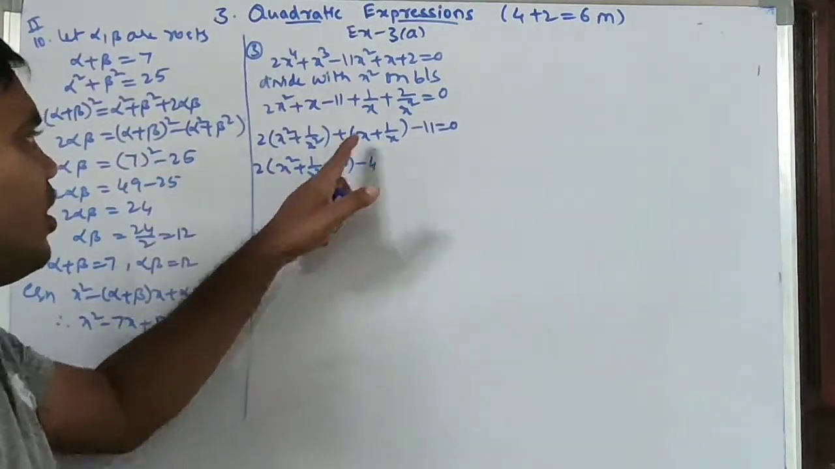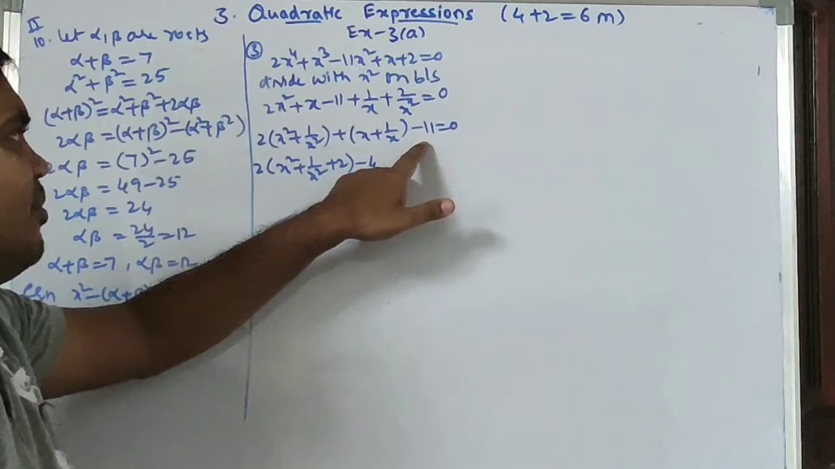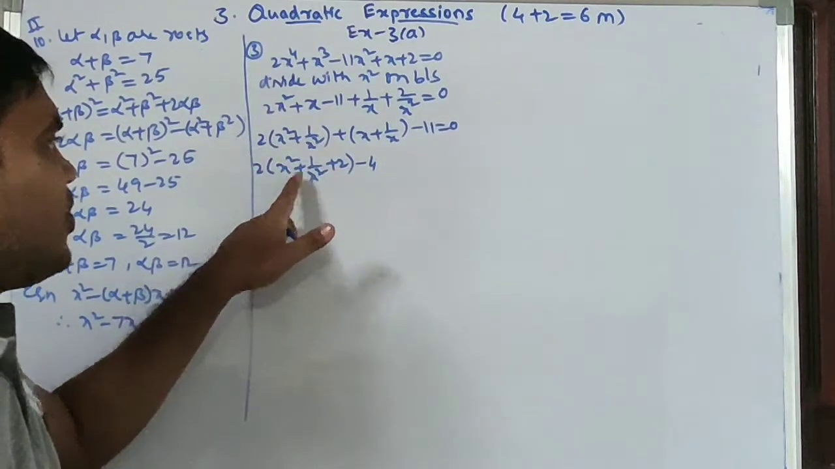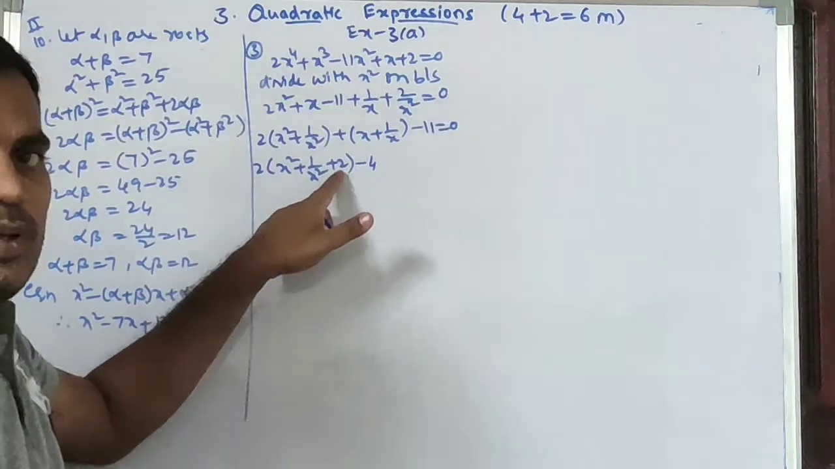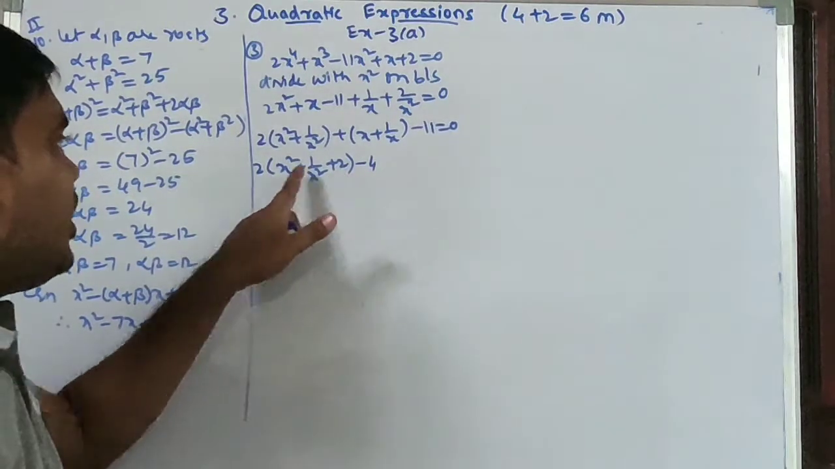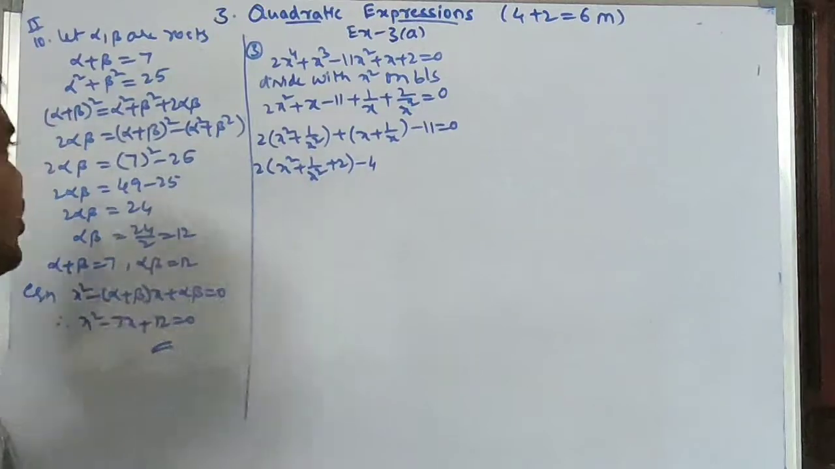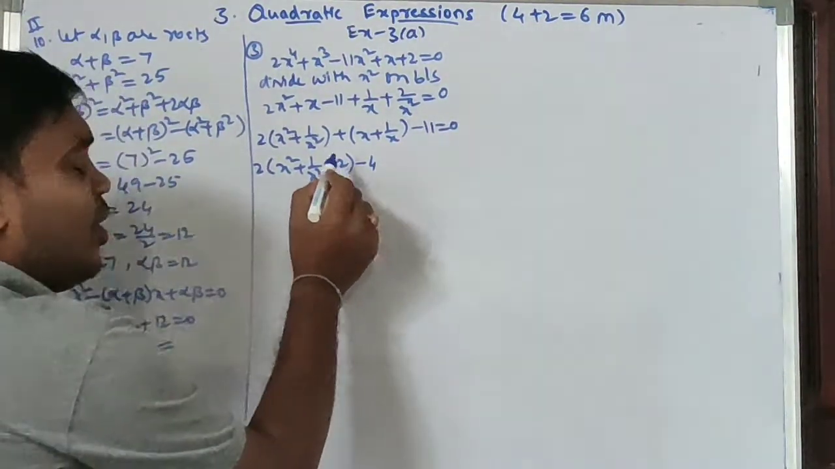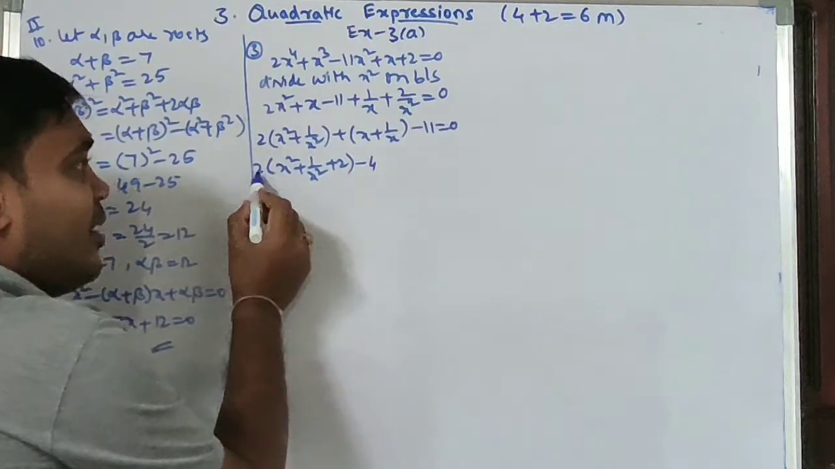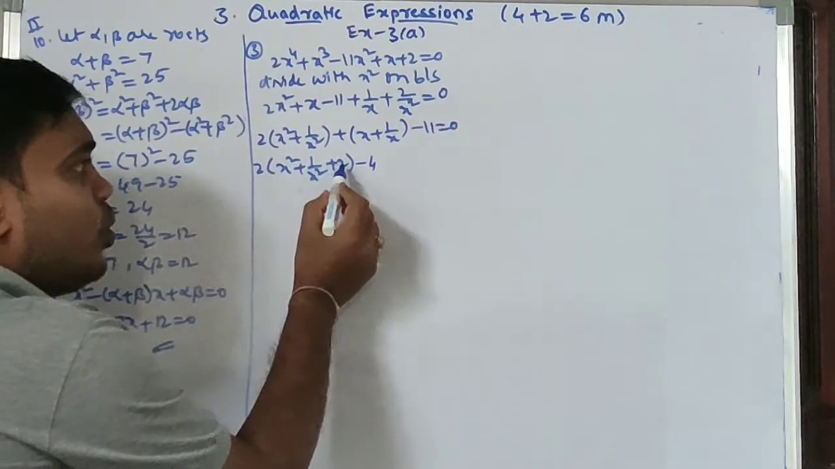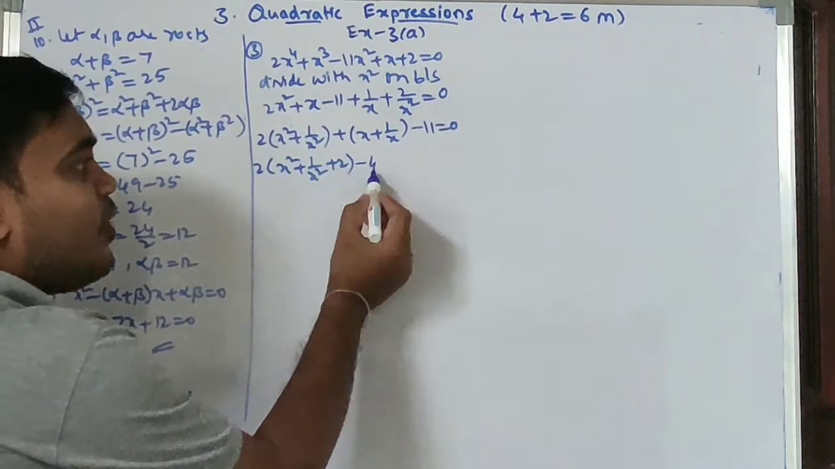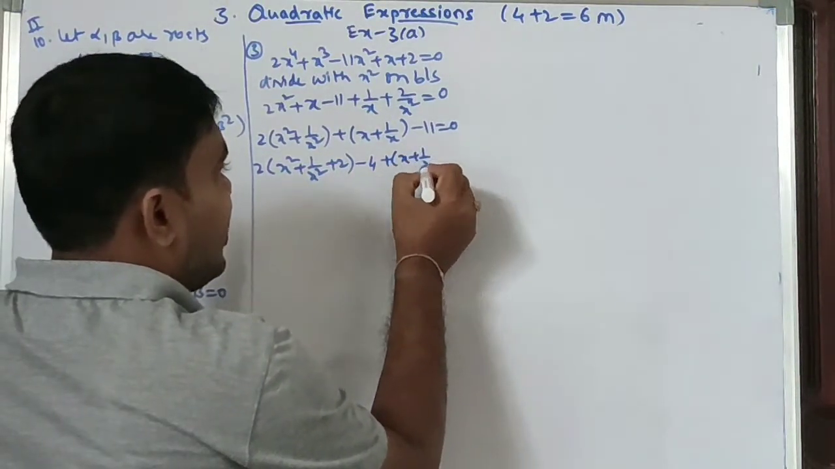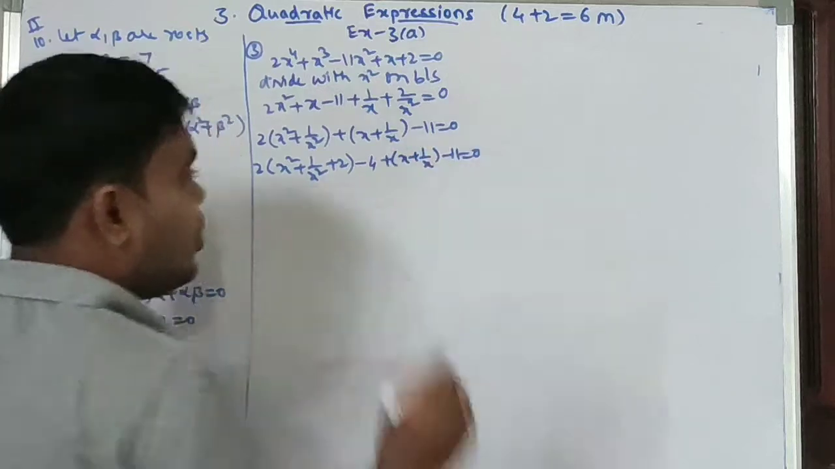To make this equal, 2 into (x square plus 1 by x square), the 2ab term means nothing but 2 into x into 1 by x. The x and 1 by x cancel, we get only 2. So we are adding 2, and with the multiple 2 before it, 2 into 2 is 4, we are adding 4. That's why I am subtracting 4, plus x plus 1 by x minus 11 equal to 0.